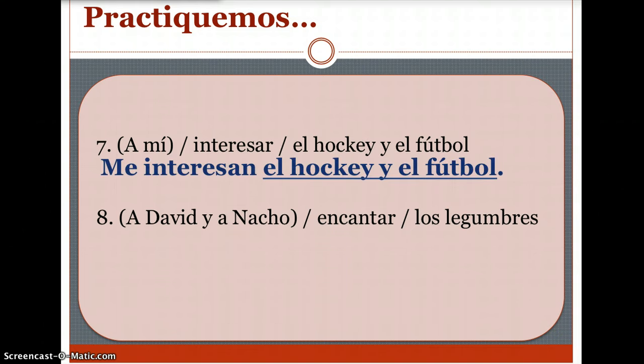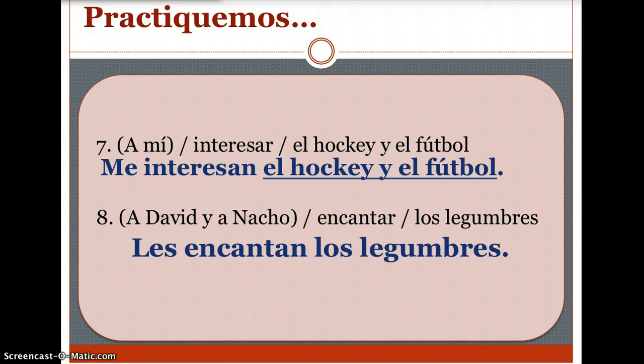A mí me interesan el hockey y el fútbol. Notice in this one, interesan is plural, and that is because we are talking about two objects. Two objects were listed after that verb. That is why interesan is plural. A David y a Nacho les encantan los legumbres.